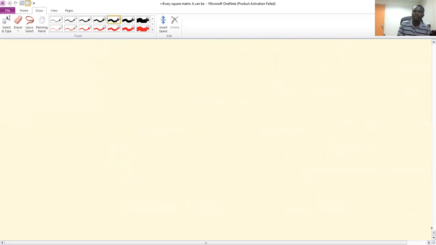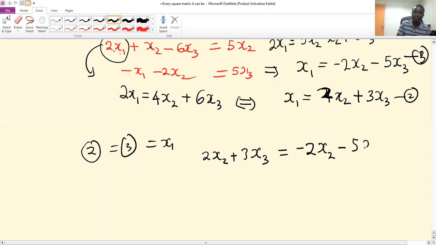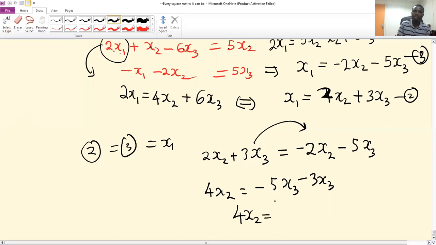So from 3 and 2, we can equate those equations because they are expressing the value of x1. So 2 equals 3, all of them are defining x1. So we say 2x2 plus 3x3 equals minus 2x2 minus 5x3. So bring this to the left, you have 4x2 equals minus 5x3, bring this one to the right, minus 3x3. So 4x2 equals minus 8x3, from which x2 is minus 2x3.